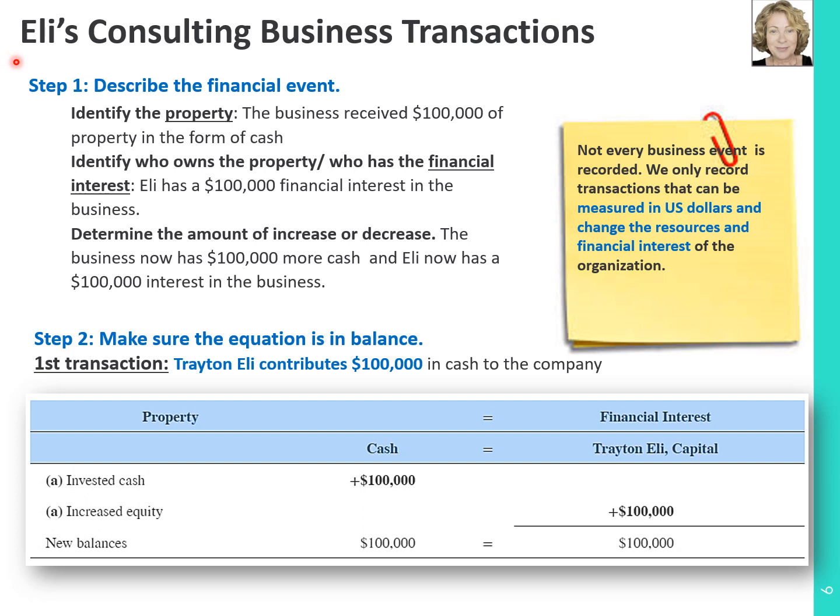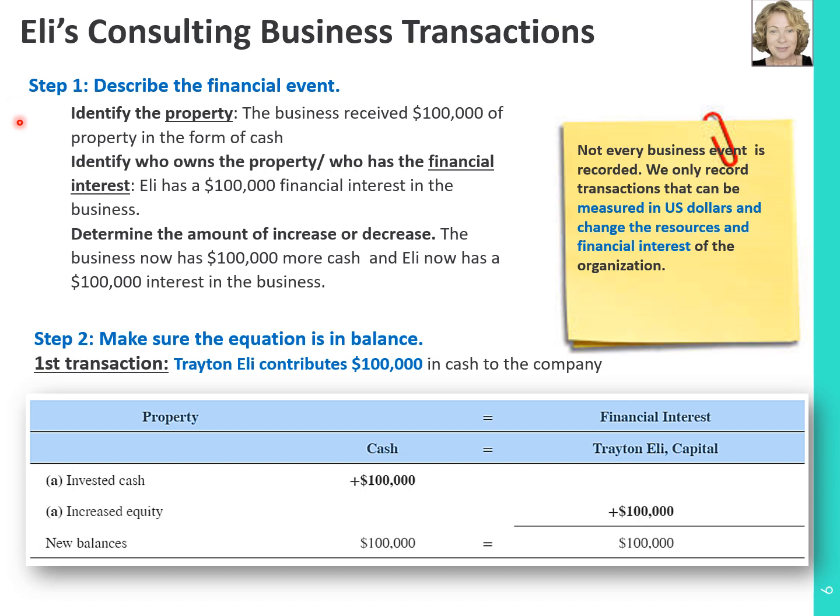We'll now look at the first business transaction for Eli's Consulting, but keep in mind that not every business event is recorded. We only record transactions that can be measured in US dollars and change the resources of the organization. There are two major steps to analyzing the business transactions.